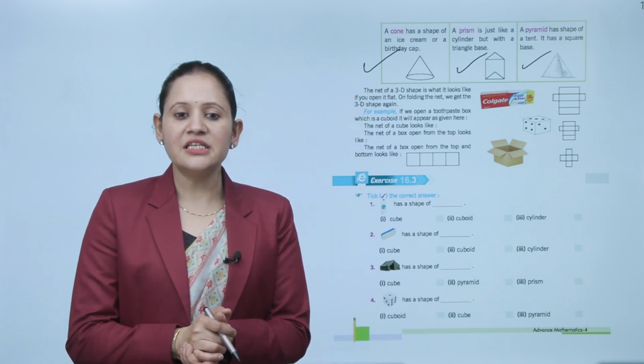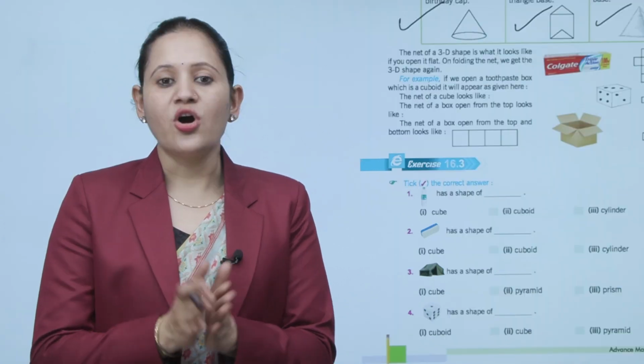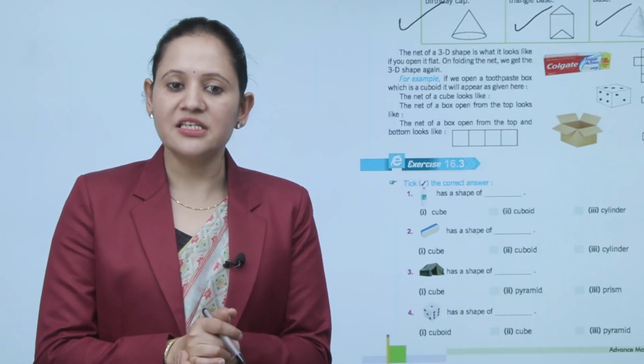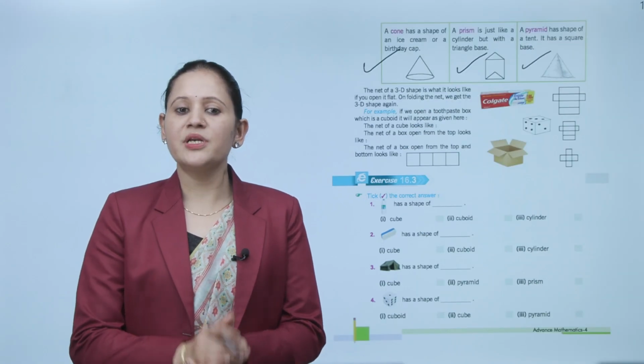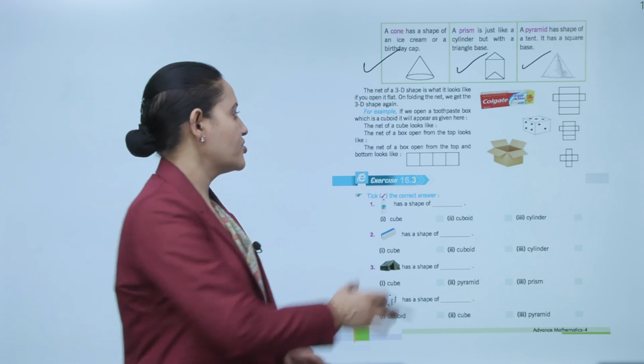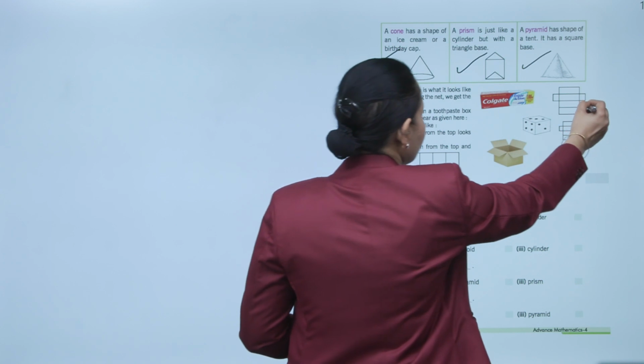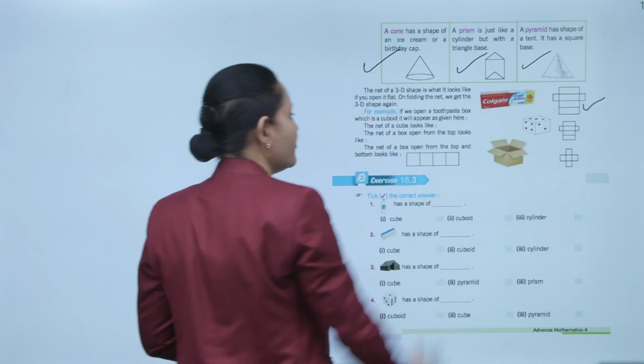The net of a 3D shape is what it looks like if you open it flat. On folding the net, we get the 3D shape again. For example, if you open a toothpaste box, which is a cuboid, it will appear as given here. So this is a toothpaste box. It is cuboid shape. If you open it, it will look like this. So this is the net of cuboid.